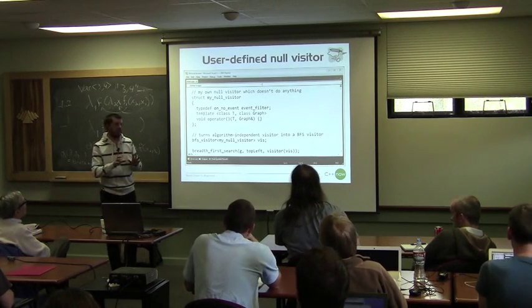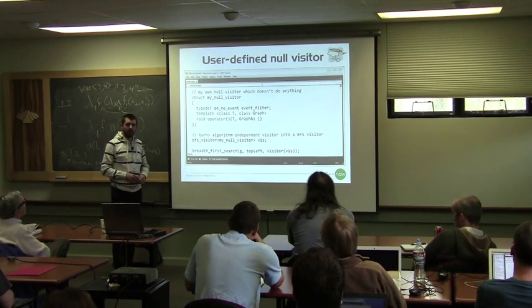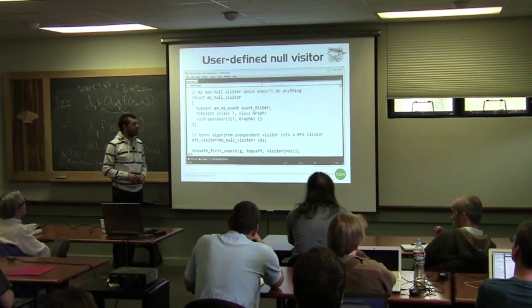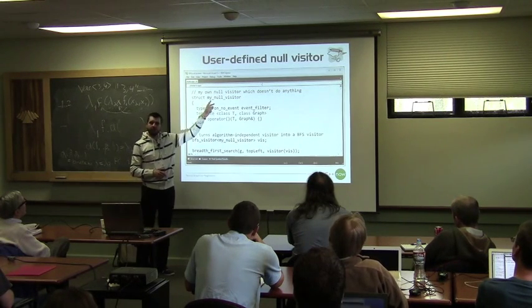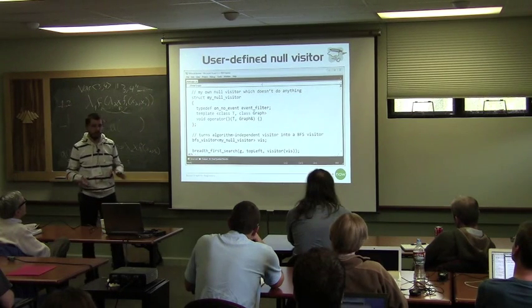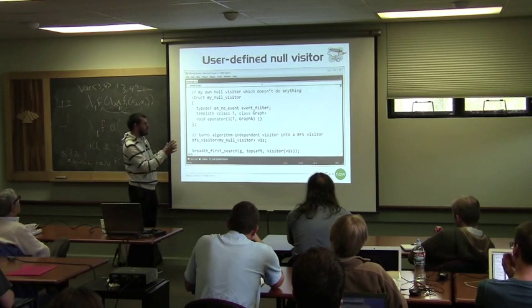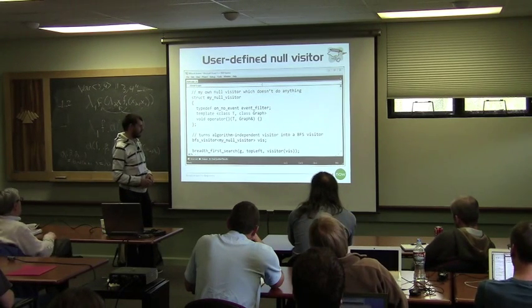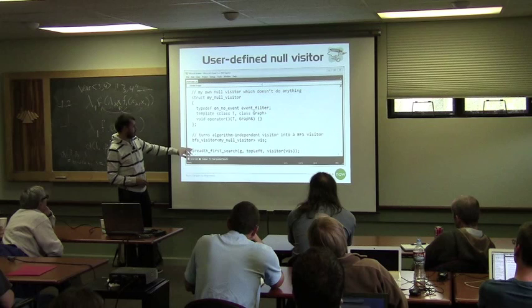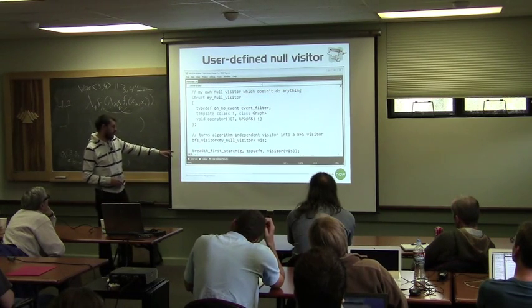Okay, now I want to change this example a little bit. So far I've been using a null visitor from the library. I want now to create my own null visitor just to get an idea how this works. I mean, how does the code look like? At this point my null visitor doesn't do anything either, but at least I get an idea how I define my own visitor. So let's maybe start here from the BFS first search invocation again.